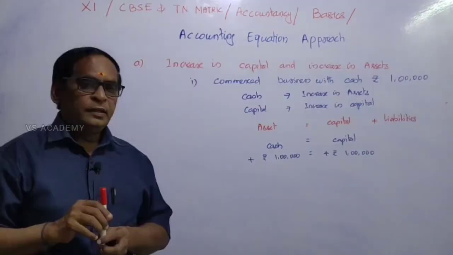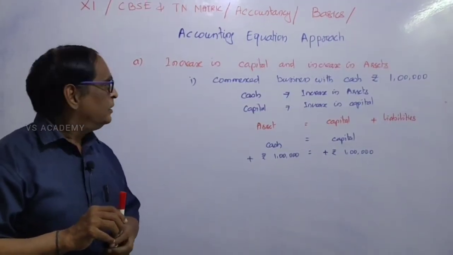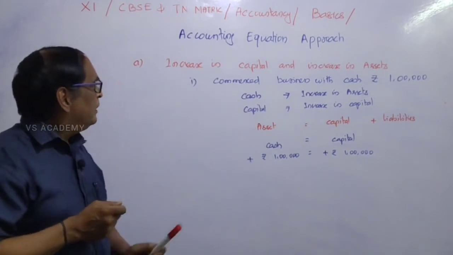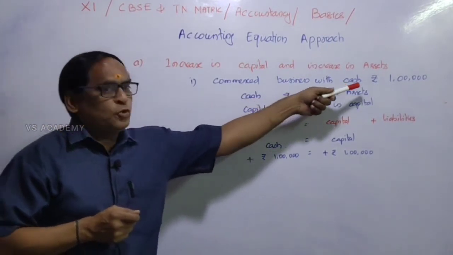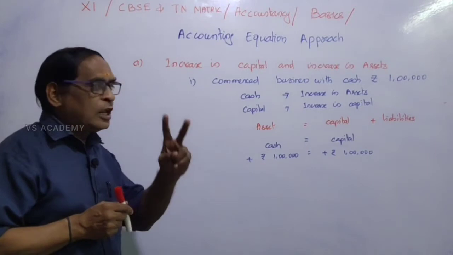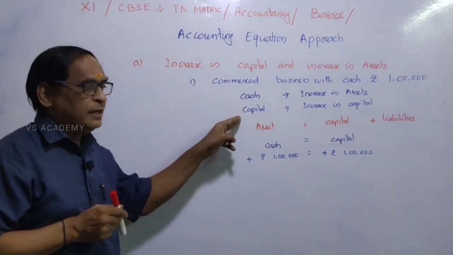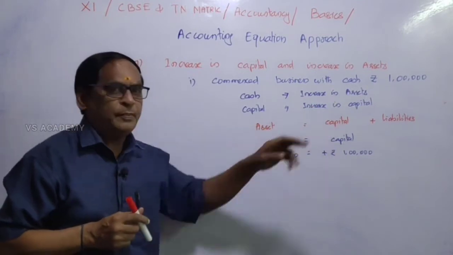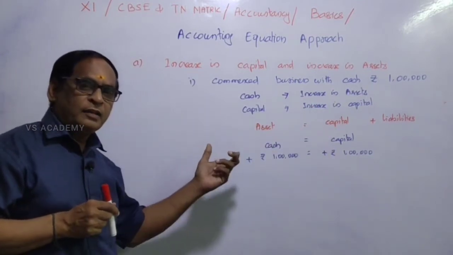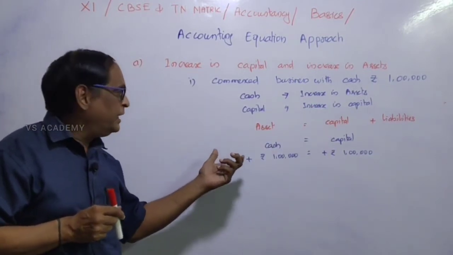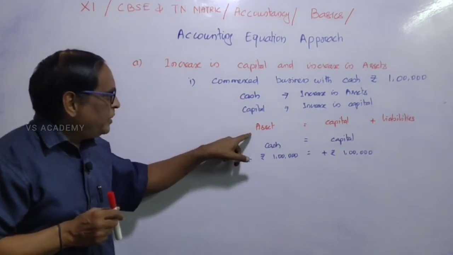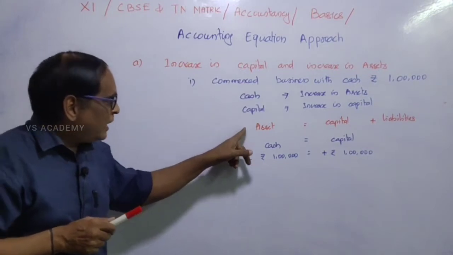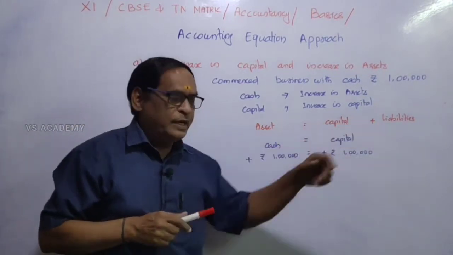Understand? Explanation on the equation method. The first case, increase in capital and increase in asset. If anybody commenced a business with cash rupees 1 lakh, that means there are two effects. One is cash and the other is capital. Cash is an increase in asset, capital is also an increase in capital. According to the formula we have seen already, the increase in cash is to be debited, the increase in capital is to be credited. So what is the equation? Assets equal to capital plus liability.